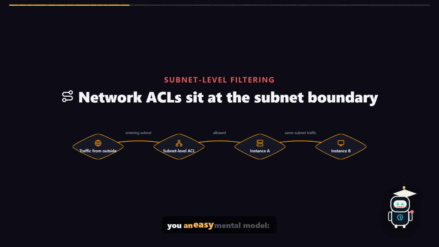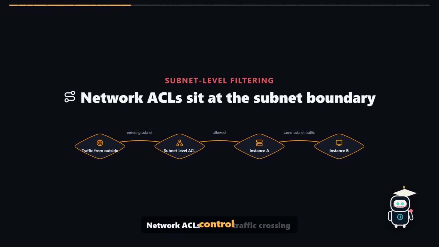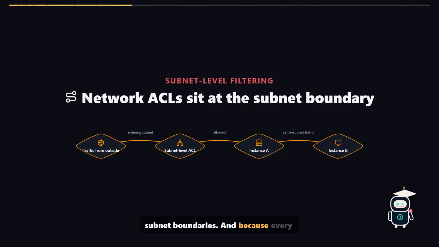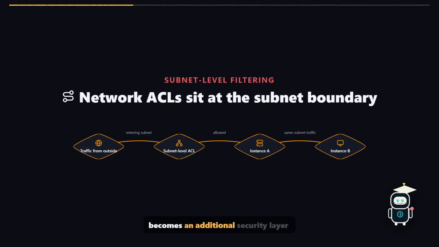That gives you an easy mental model. Security groups protect workloads, while network ACLs control traffic crossing subnet boundaries. And because every subnet must be associated with a network ACL, the NACL becomes an additional security layer whenever traffic enters or leaves that subnet.